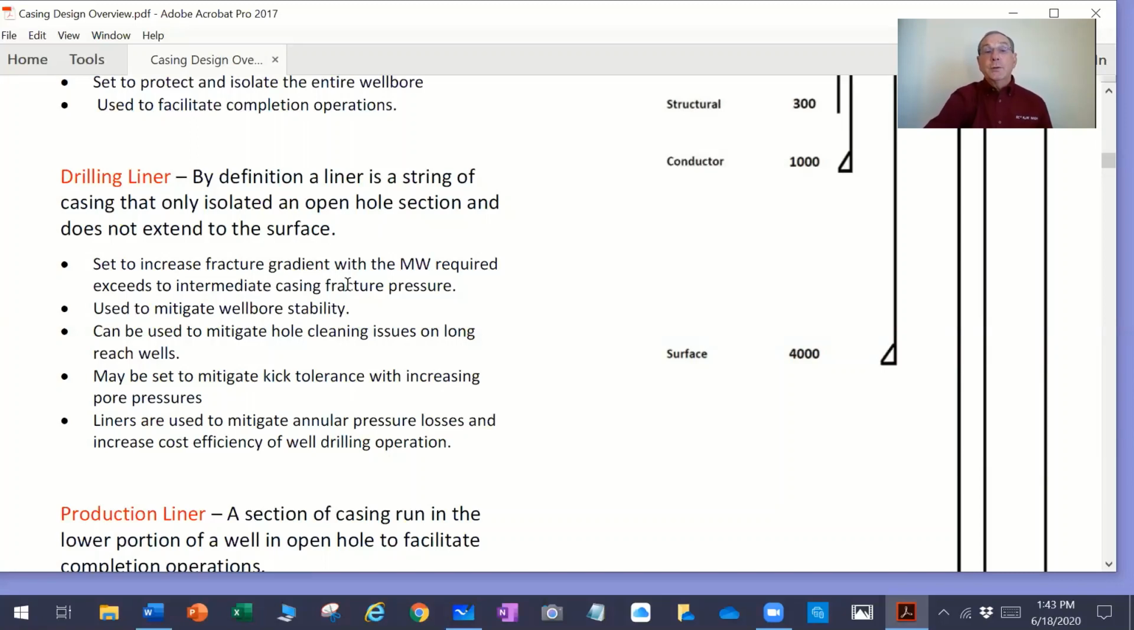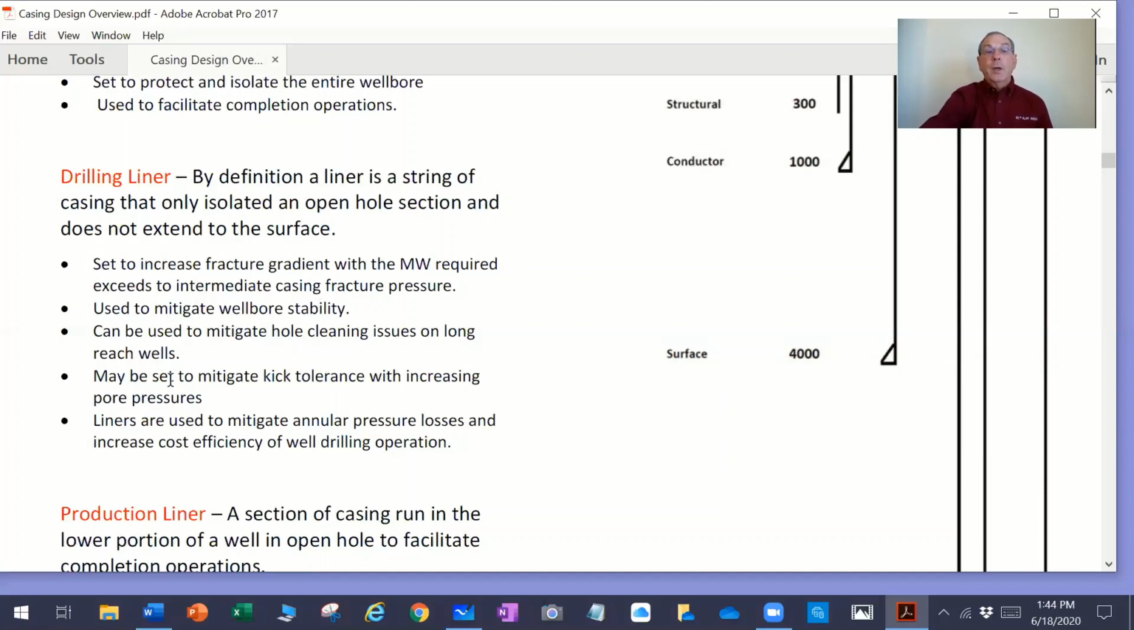possibly lose returns, then you would set a drilling liner on the well in which you would drive up the fracture pressure maybe to 17.5 pounds per gallon, and you could weight your mud up to 16.4 pounds per gallon and drill ahead without losing returns. It's also used to mitigate wellbore stability issues, again, quite often as you increase mud weights, especially on directional wells. It can also be used to mitigate hole cleaning issues on long reach wells. That is another reason that we will set drilling liners sometimes.